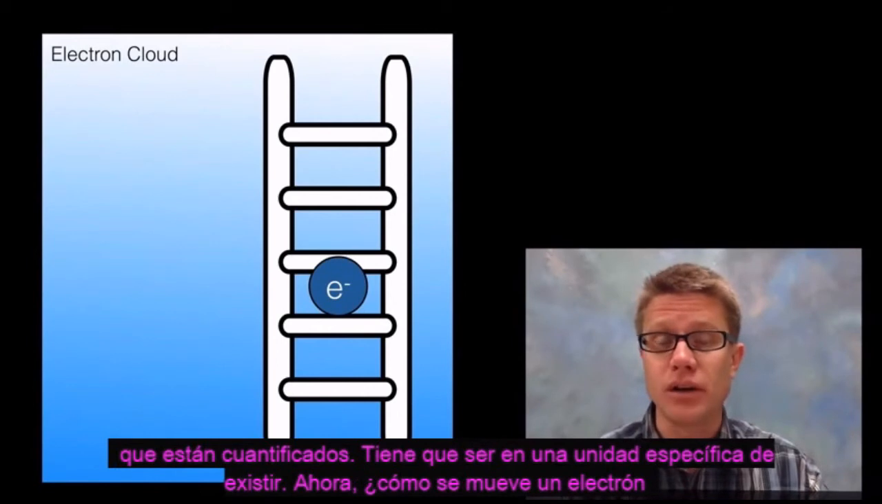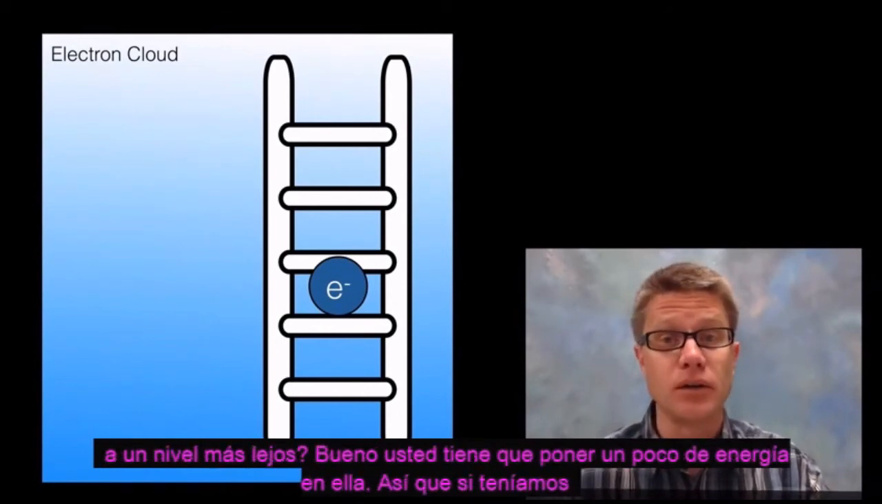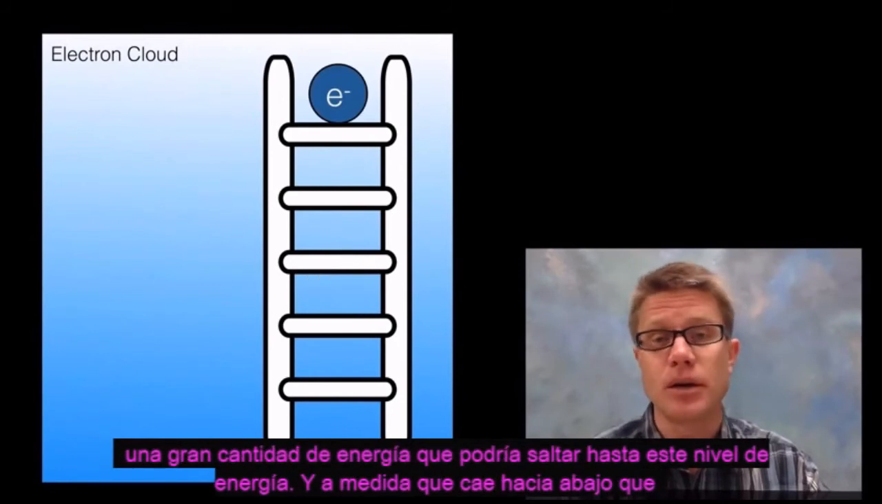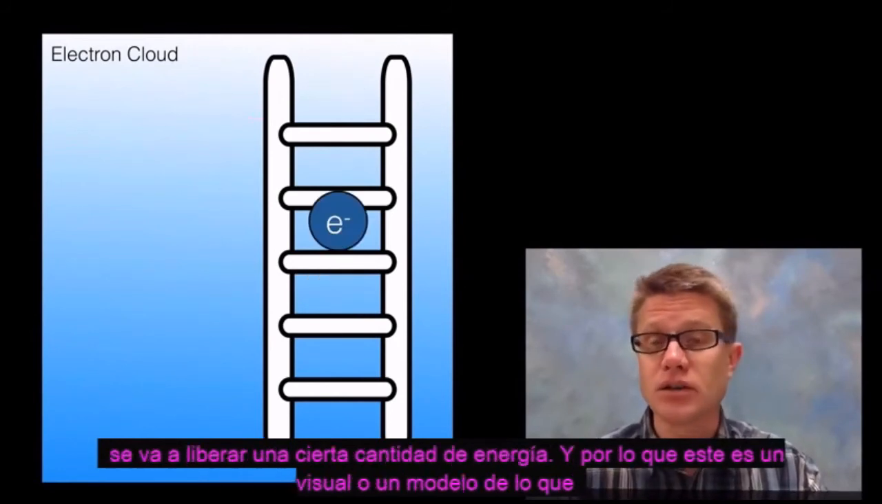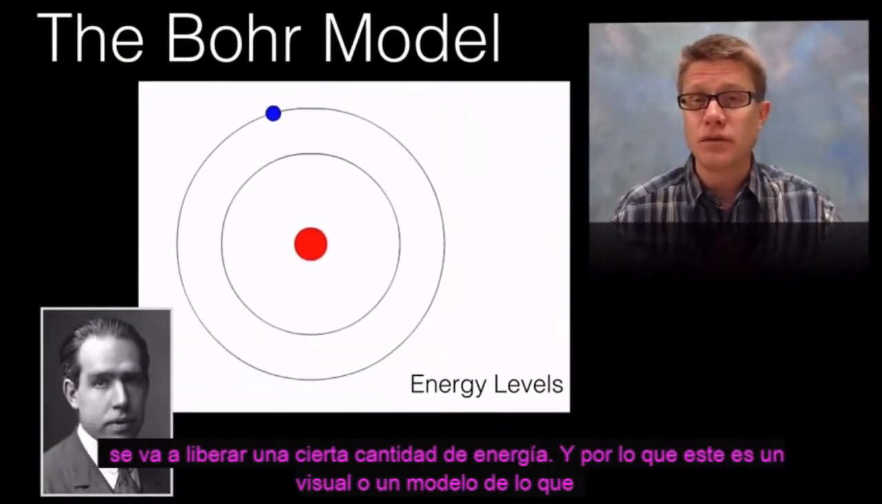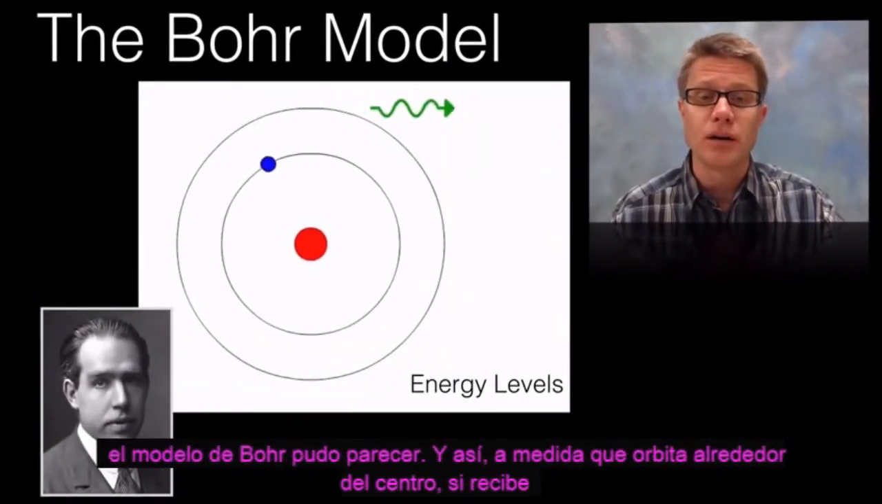Now, how do you move an electron to a farther level? Well, you have to put a little bit of energy into it. So if we add a lot of energy, we could jump it up to this energy level. And as it falls back down, it's going to release a certain amount of energy. And so this is a visual or a model of what the Bohr model might look like.